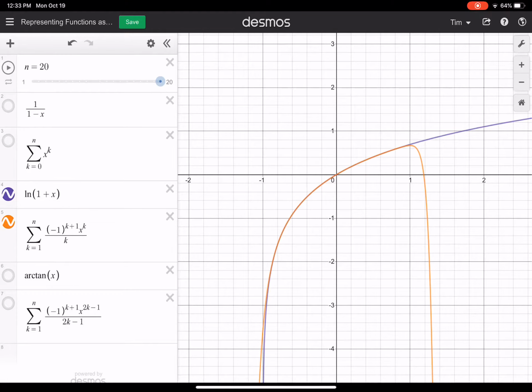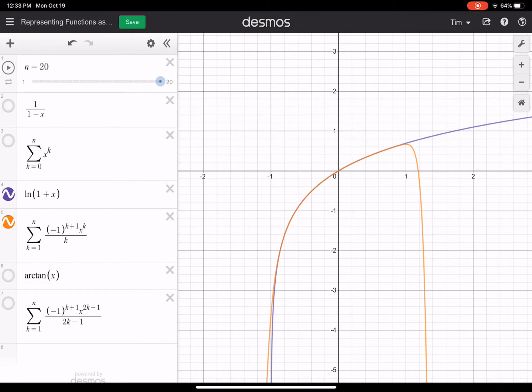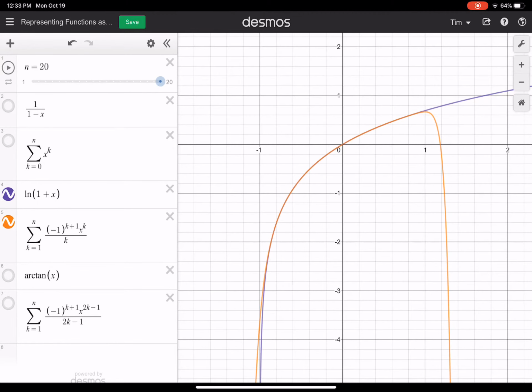And then if you look at x equals minus 1, that's the natural log of 0, and the natural log of 0 does not exist. So at that discontinuity, this series cannot converge beyond, say, x equals negative 1. In fact, it doesn't converge at x equals negative 1.